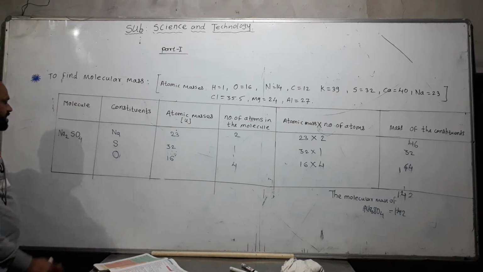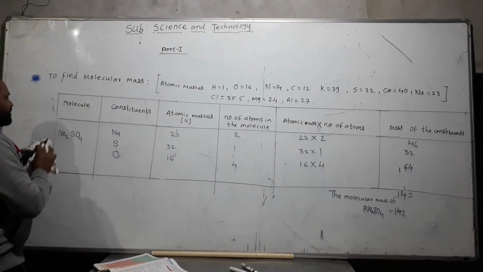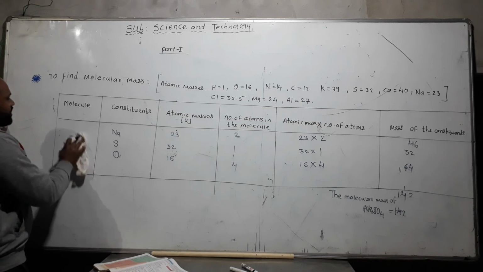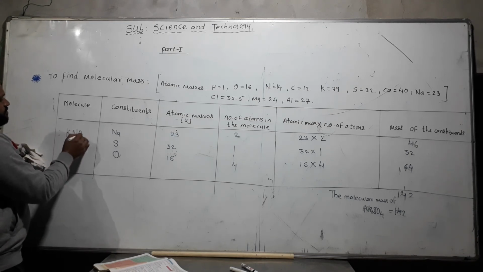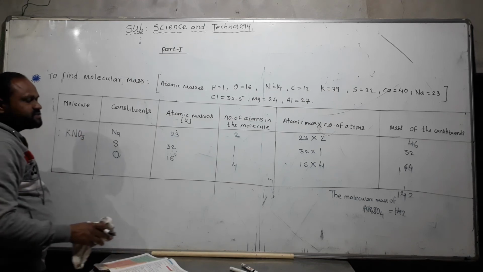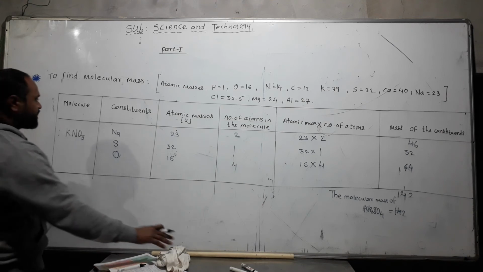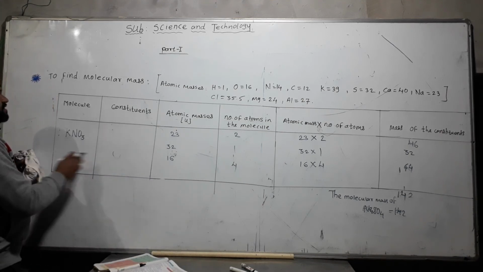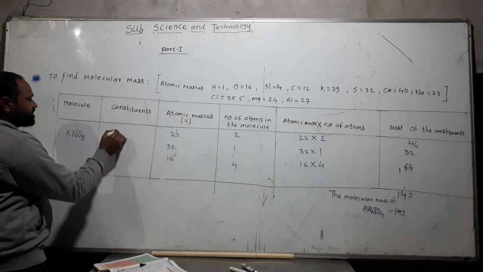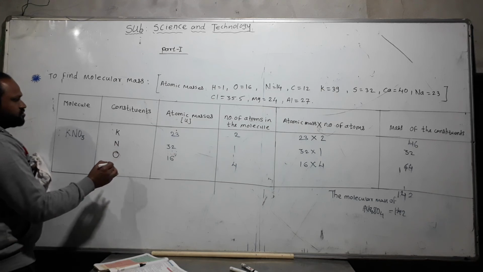Find the molecular mass of KNO3. KNO3 means potassium nitrate. First write the constituent atoms: potassium K, then nitrogen N, and oxygen O also.